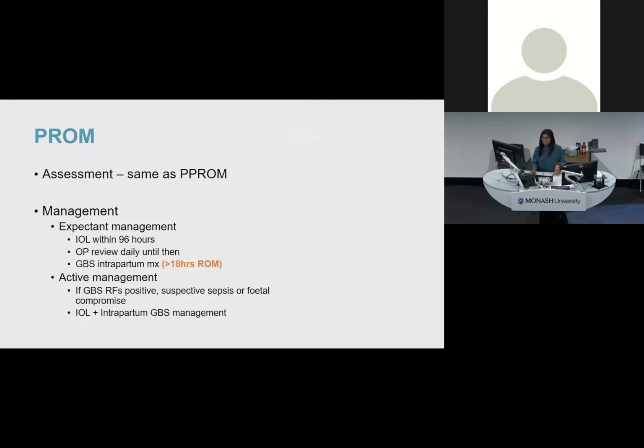PROM is pre-labor rupture of membranes that happens after 37 weeks, so it happens after term. Assessment is the same as PPROM, but management is where it differs. You get expectant management versus active management. In active management, if they are GBS positive or have the risk factors for GBS, or you suspect sepsis or any kind of fetal or maternal compromise, you do induction of labour and intrapartum GBS management with the antibiotics.